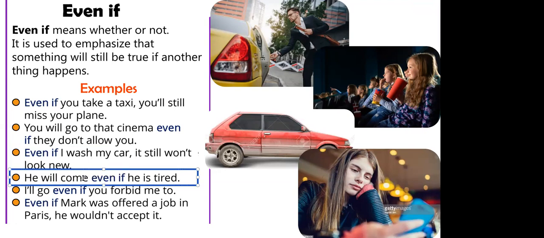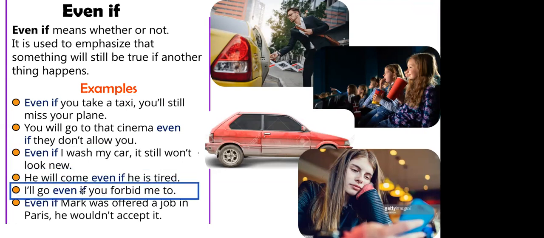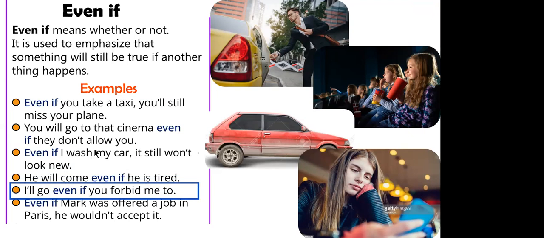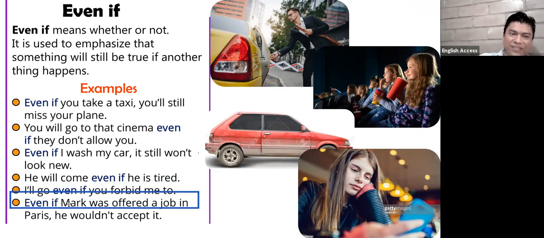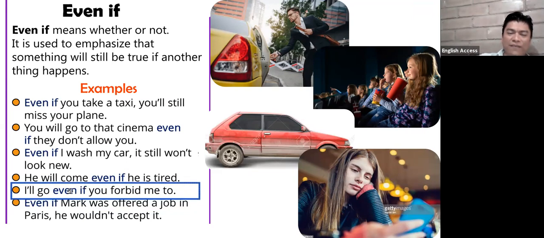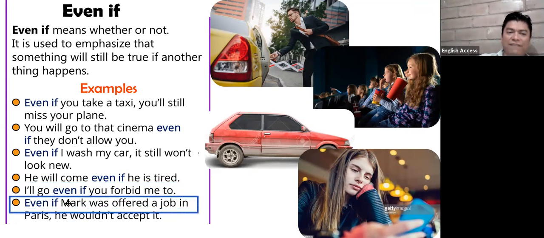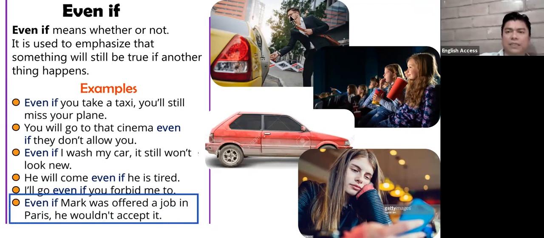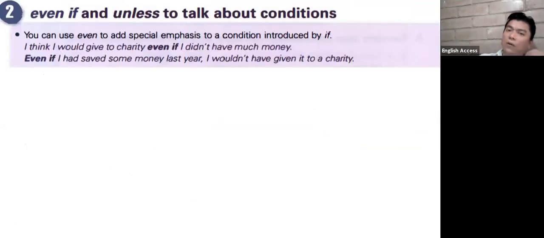Another example: even if the monkey wears silk, it's still a monkey. I'll go even if you forbid me to. Or, even if Mark was offered a job in Paris, he wouldn't accept it.